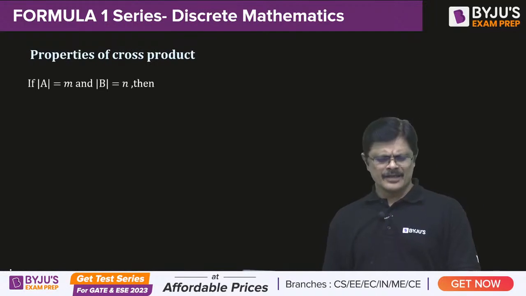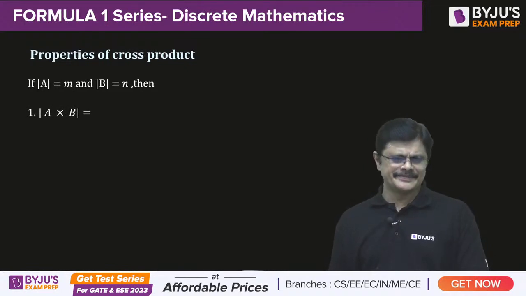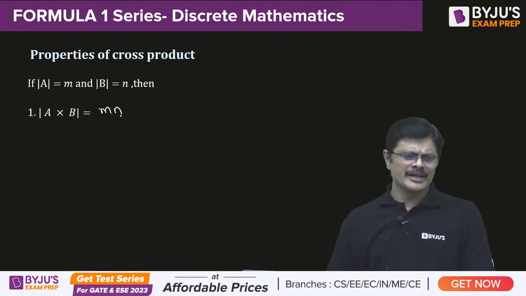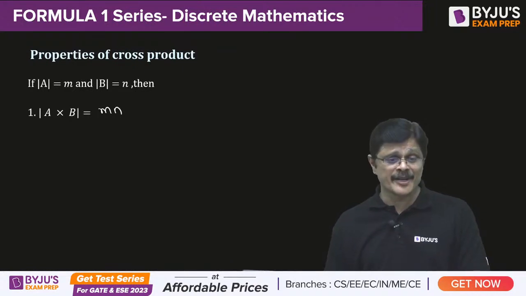So these are some general properties, sir. Cross product. Suppose A is having M elements and B is having N elements, then A cross B contains how many elements? Set of all ordered pairs, it will contain how many elements, sir? M into N elements. So here we'll be going really fast, sir, because these are many.